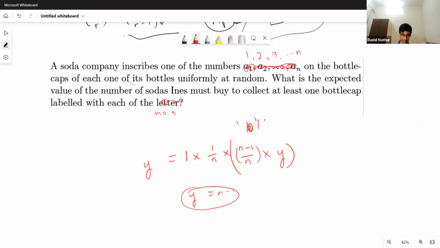And this would give, by the way, the answer as n minus 1. So it will take you n minus 1 steps to get 1. But the sad news is, this does not mean that it will take you n into n minus 1 steps to get all of them.